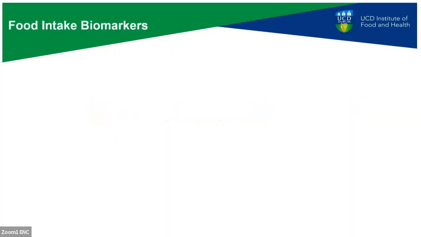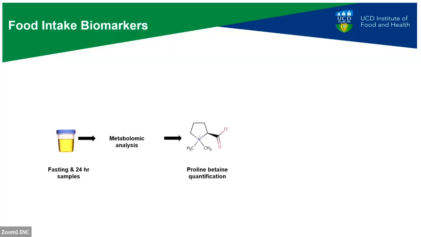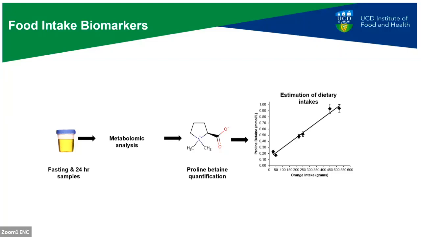So we performed a targeted metabolomic analysis looking at a specific biomarker called proline betaine. This had been well validated in the literature before we worked on it as a biomarker of citrus intake. We performed a very detailed intervention study where we asked individuals to consume certain amounts of citrus, and we measured the urinary excretion of proline betaine. Our hypothesis was that as the portion size of citrus increased, the excretion of proline betaine would increase. And you can see that that happened very nicely here.